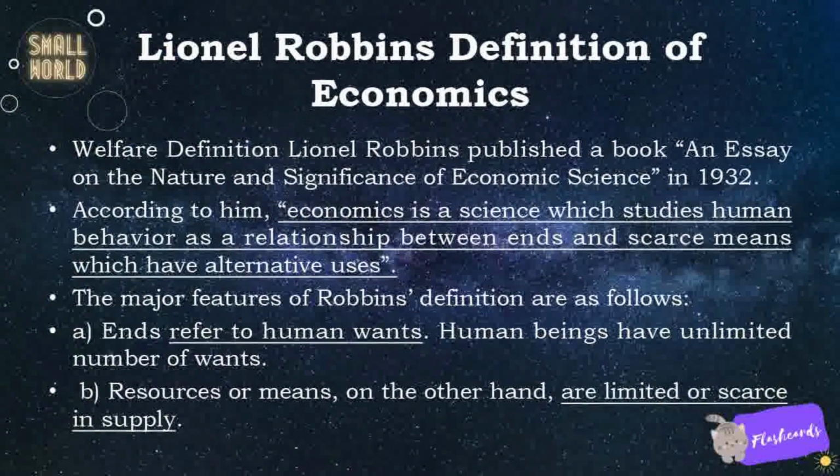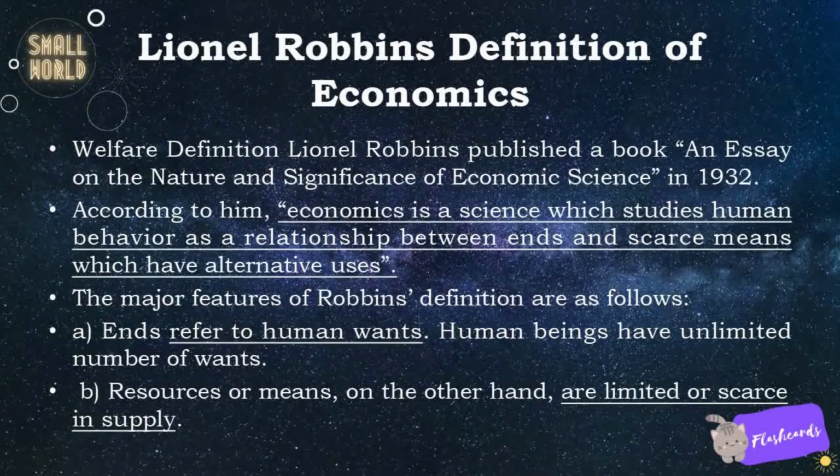Lionel Robbins' definition of economics. Welfare definition. Lionel Robbins published a book, An Essay on the Nature and Significance of Economic Science, in 1932. According to him, economics is a science which studies human behavior as a relationship between ends and scarce means which have alternative uses.